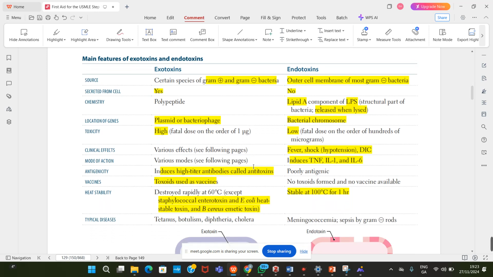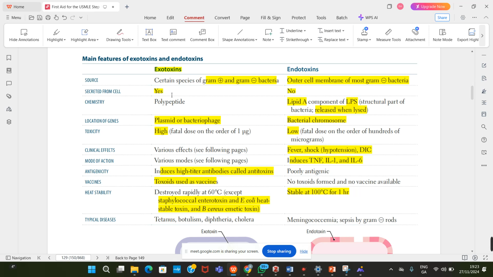So moving on to the difference between exotoxin and endotoxin. Exotoxins are produced by both gram-positive and gram-negative bacteria. But endotoxin can only be produced by gram-negative bacteria, right? We said this. Exotoxins are secreted from the cell. You cannot secrete endotoxin from the cell. You have to break that cell down, because endotoxin is part of the cell membrane. So you have to destroy the cell to release endotoxin. So endotoxin is never secreted.